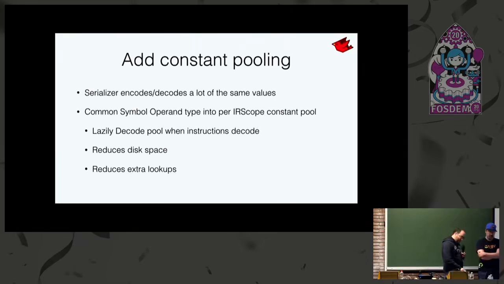So I thought, oh, let's add some constant pooling. So I'm saving symbols to a pool. This prevents having to go and decode a bunch of bytes for the symbol name and its encoding, and it doesn't have to look up in our global symbol table.